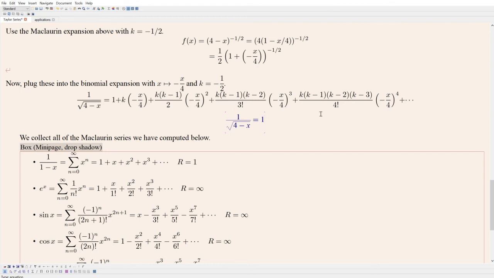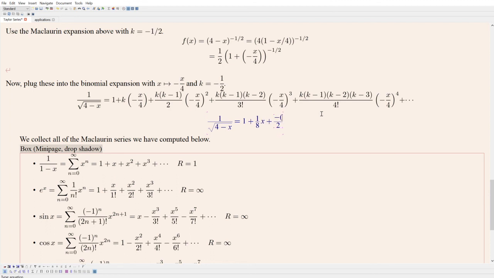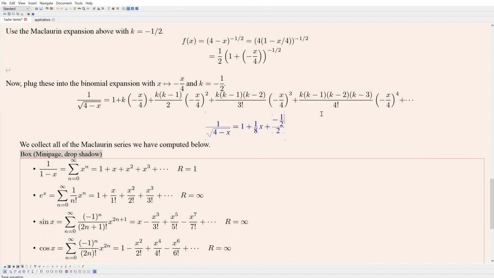So negative negative becomes positive. Yeah, 2 times 4 is 8. Now, -1/2 minus 1 is once again going to be negative. So -1/2 minus 1 is -3/2. So those negatives cancel.